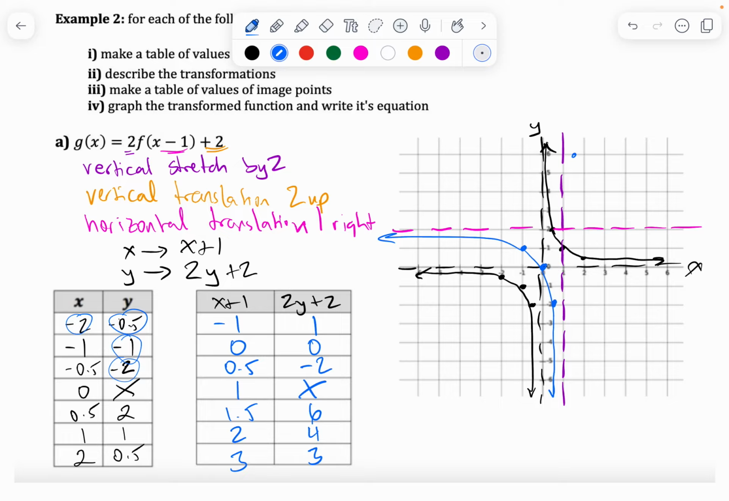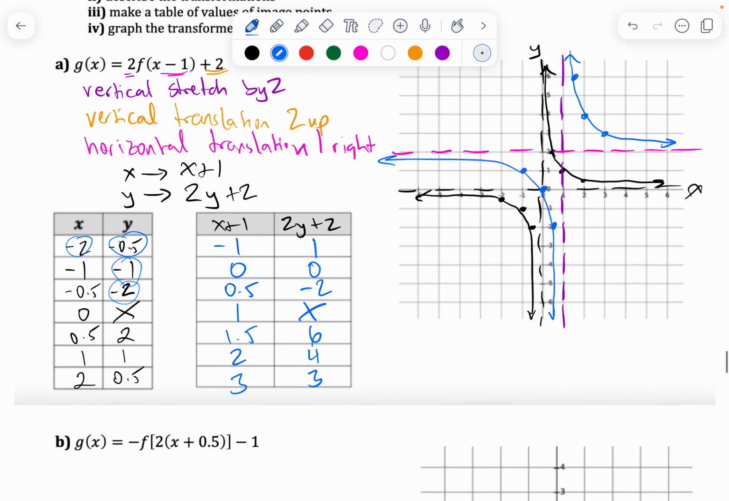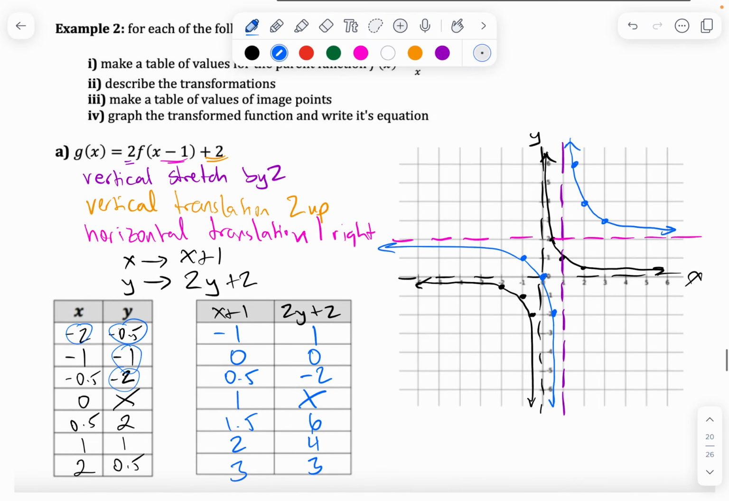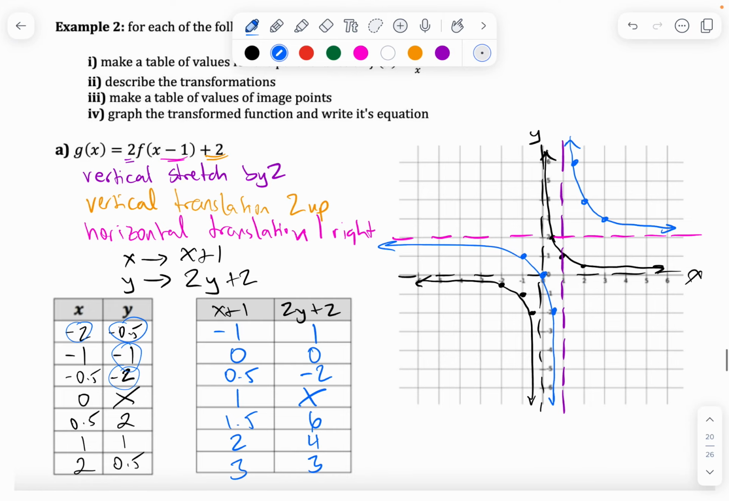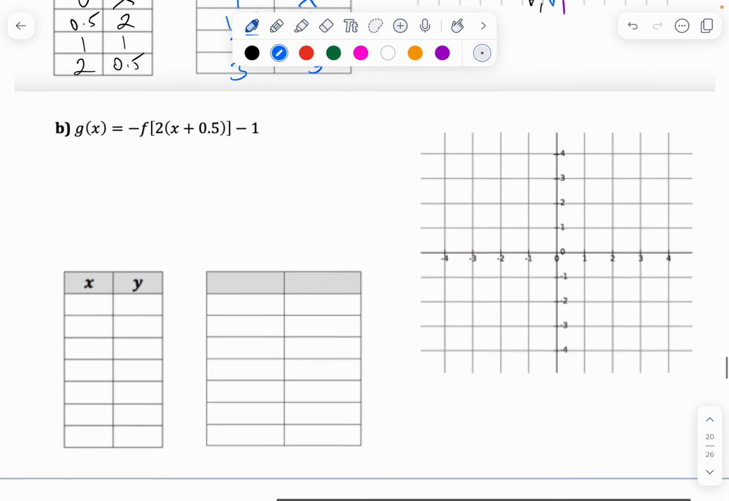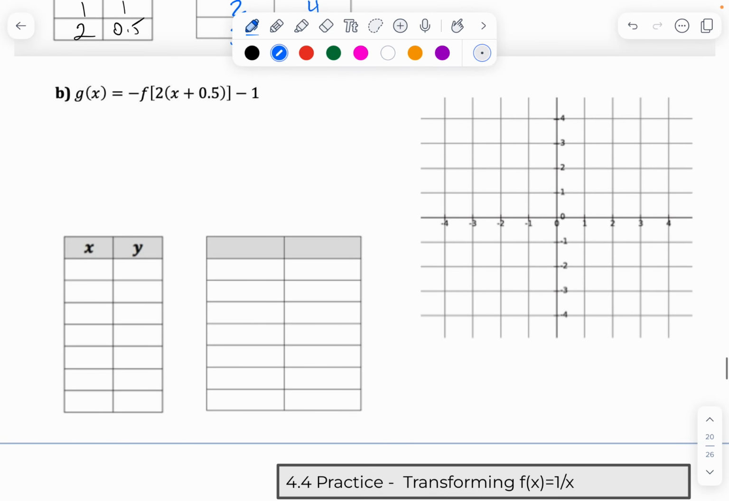1.5, 6; 2, 4; and 3, 3. All right, so everything looks like it fits with the asymptotes. That is good news. Okay, so it's important that we draw the new asymptotes and then we do the points. Let's do this.